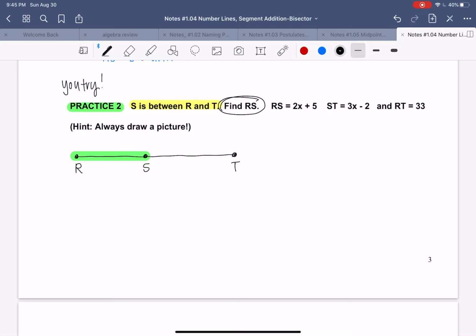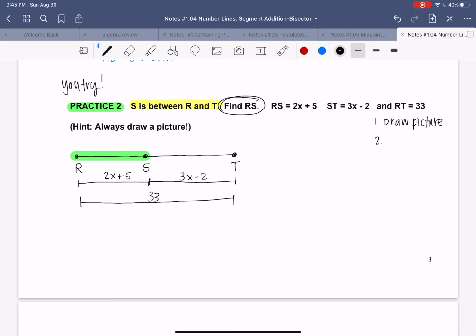Okay, it says that RS is 2x plus 5. ST is 3x minus 2. And RT, our whole, is 33. So don't let the big equations scare you, okay? The first thing you're going to do is draw your picture, always. Okay, and that's what we did.